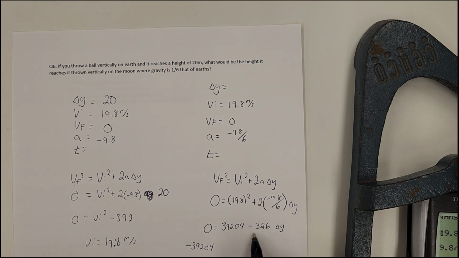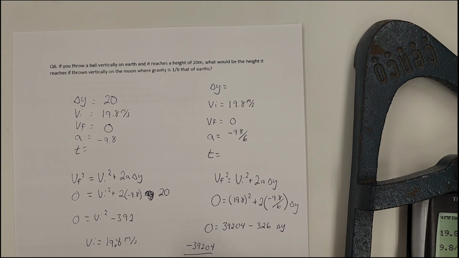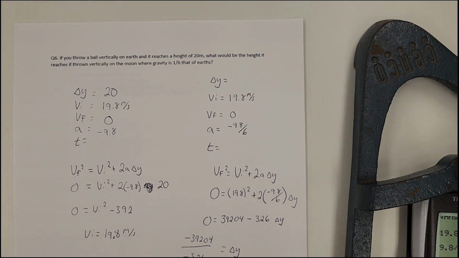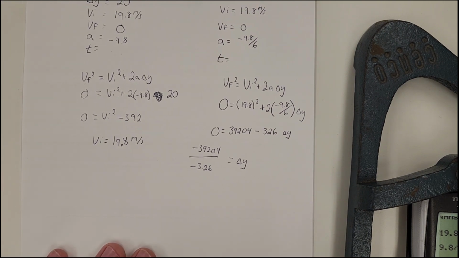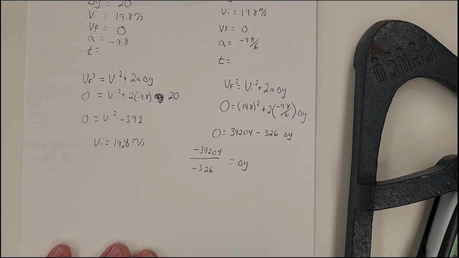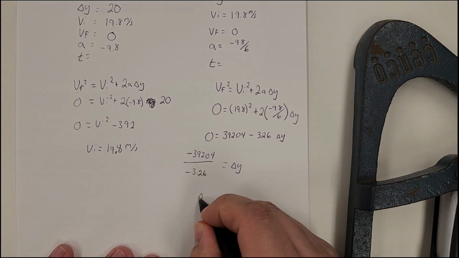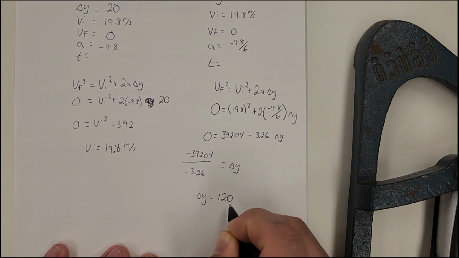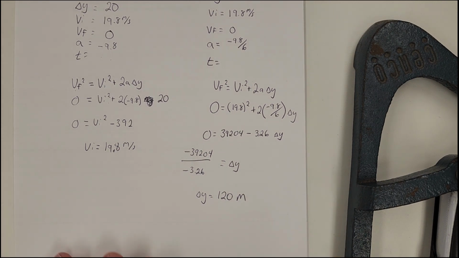I'm going to divide both sides by negative 3.26, and that will just leave delta y. Okay, so the negatives on that will actually just cancel right out. I'm going to have the one divided by the other, and we get a change in y of 120 meters. Now, does that make sense?